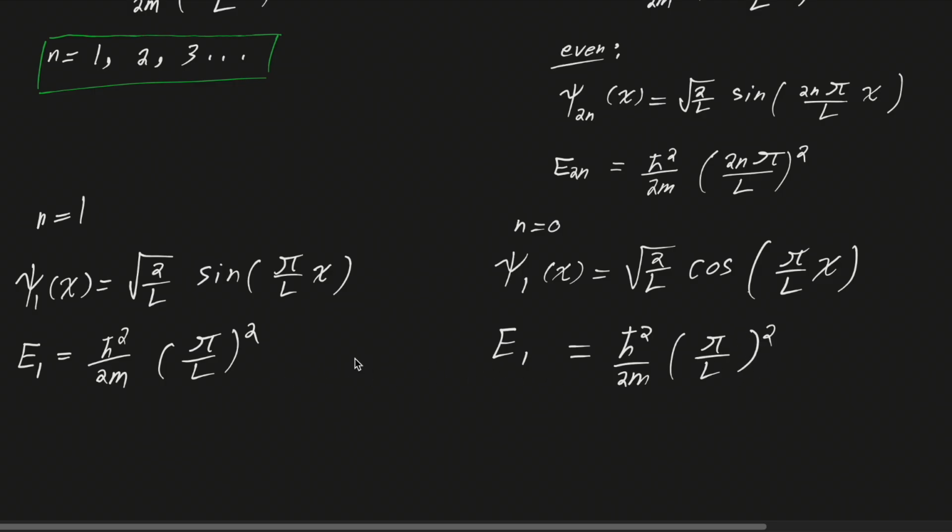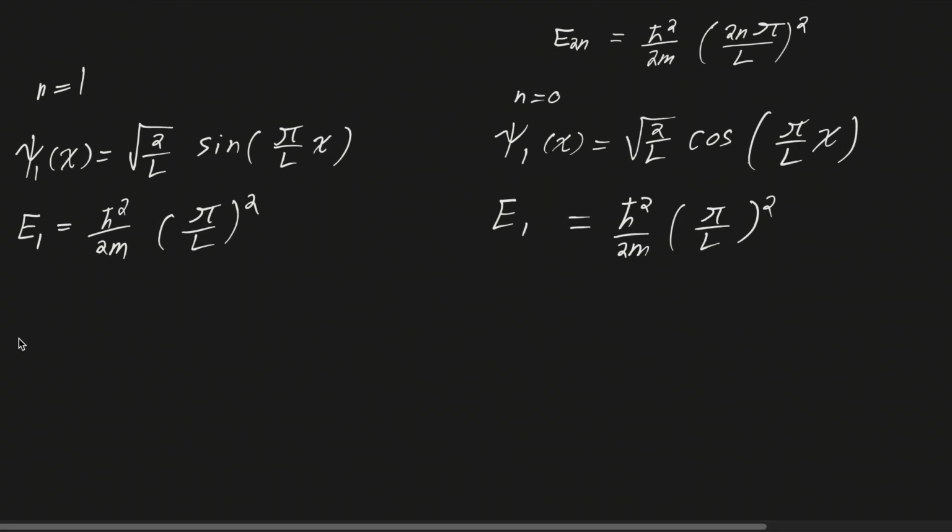So it appears that even though the indexing, the numbering for the eigenstates and eigenvalues is different, the eigenstates appear to be slightly different. So here we have a sine, and in the other solution we have a cosine, but the energy eigenvalues at least are the same.